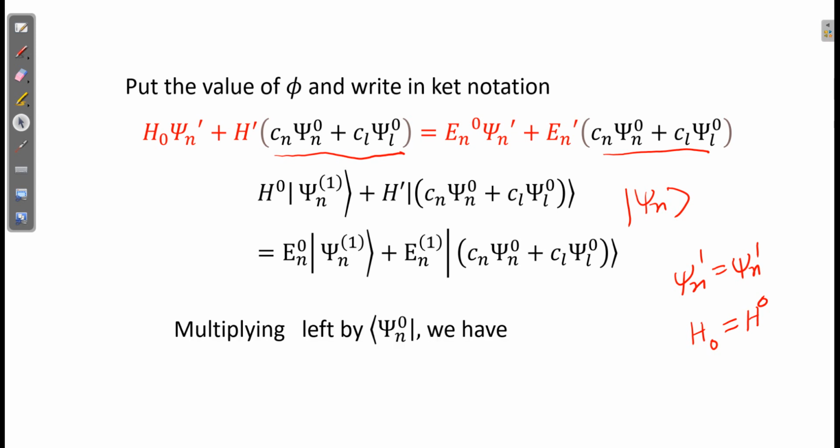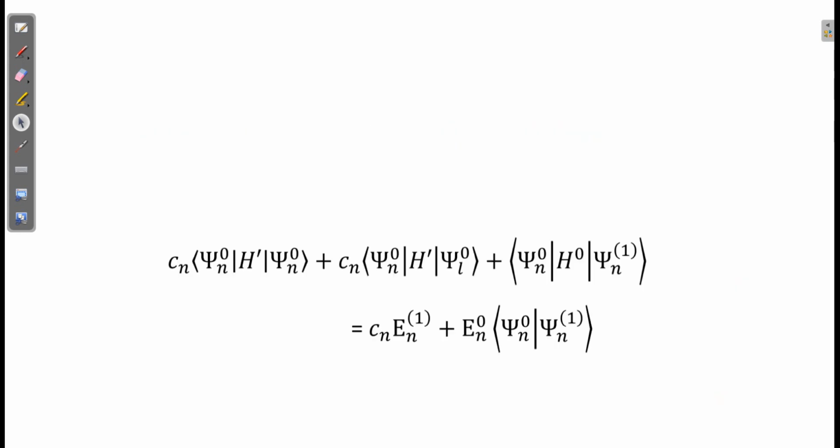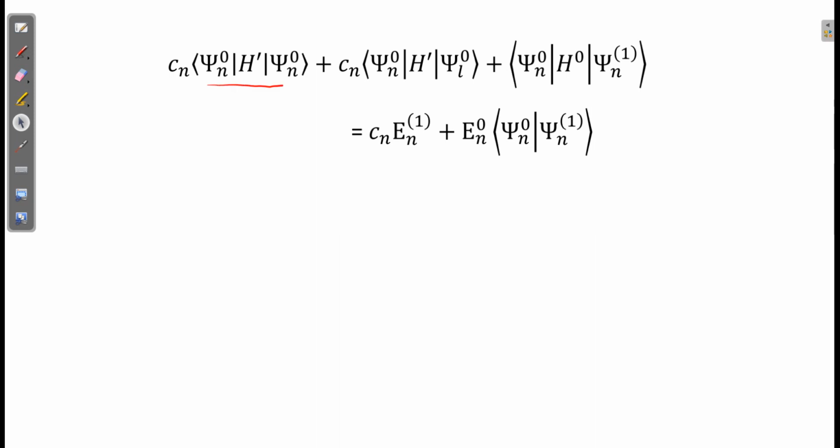Multiply from the left each term by the bra notation psi n naught. So the product of bra and ket notation becomes a bracket notation. This term, En naught, psi n naught, psi n1: both are different wave functions, psi n naught and psi n1. So this value will be 0.